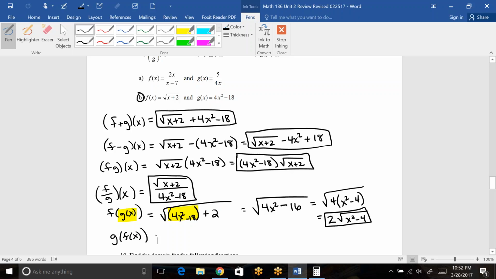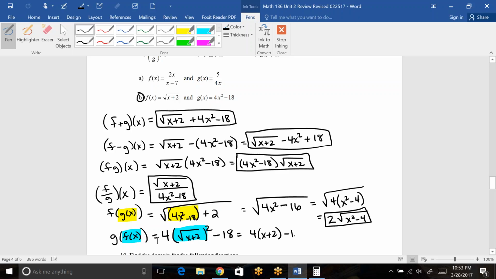With g of f of x, we're going to start off with the g, which is 4 blank squared minus 18, and this time we're plugging f of x into that blank. So f of x is square root of x plus 2. For this scenario, the square root and the square are going to cancel each other out, so you're just left with a 4 and an x plus 2.